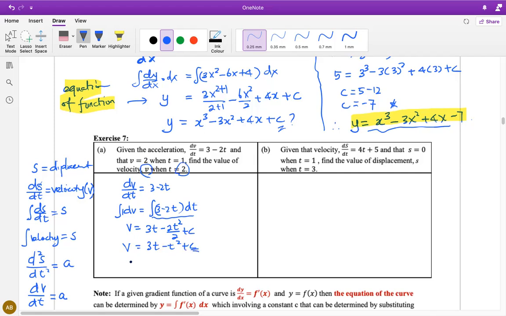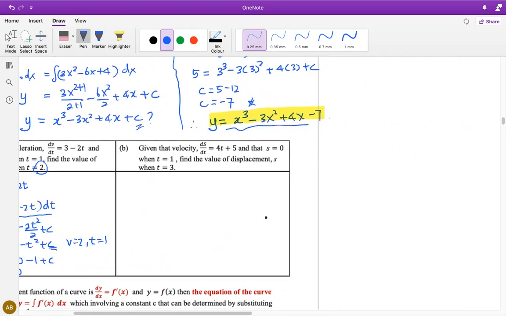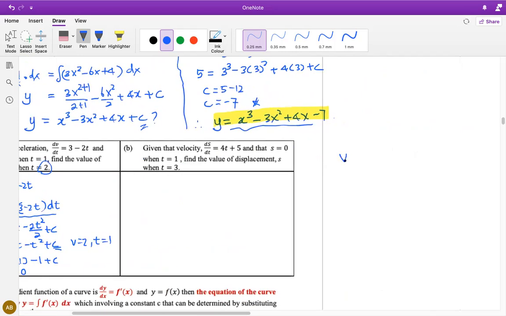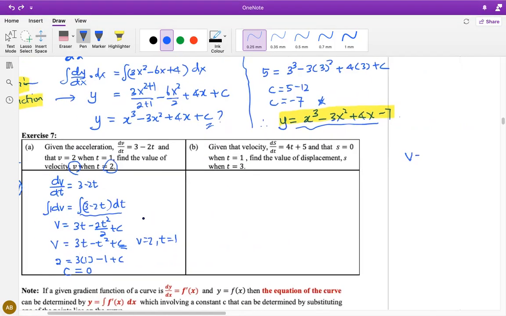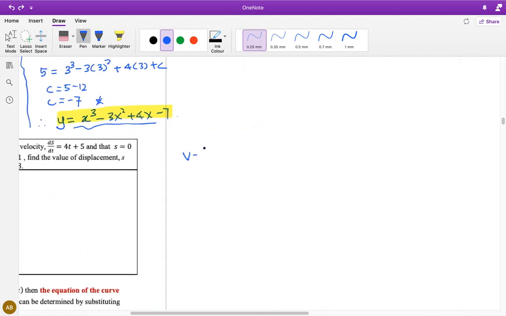So c is given here: v equals 2, t equals 1. So we substitute in: 2 equals 3 times 1 minus 1 plus c. So c equals 3 minus 2, which is 1, 2, so you get 0, right? So our velocity will be 3t minus t squared only. So c is 0, okay?